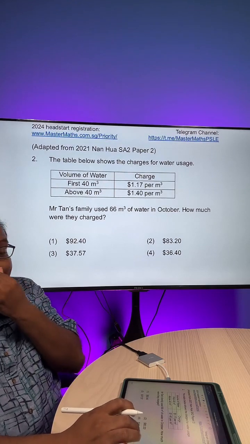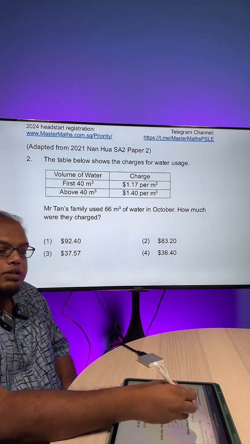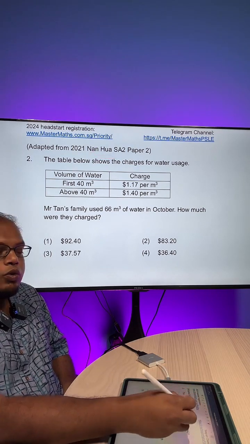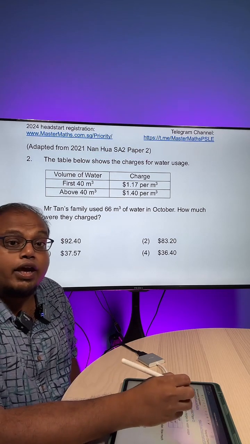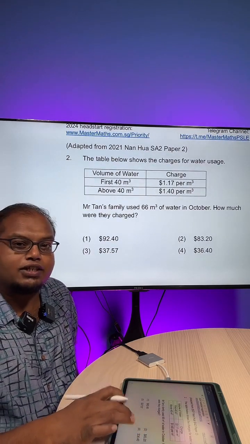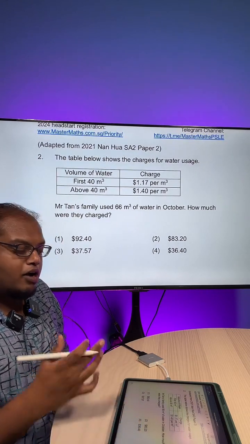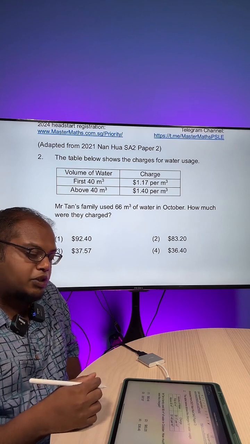Okay, question 2 is actually from this Nanhua school paper. It is a paper 2. So it's a paper 2, that means what? That means you can use your calculators, okay? Those with your calculators ready, you may start to try.